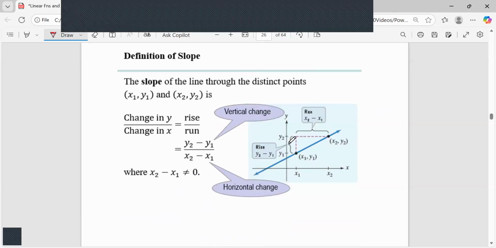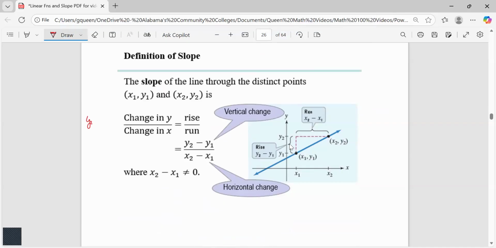Slope is also considered the change in y because the y stuff is on the top. You know, y2 minus y1, x2 minus x1. The change in y is the difference in the y coordinates. The change in x is the difference in the x coordinates.